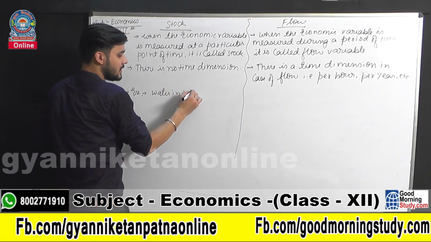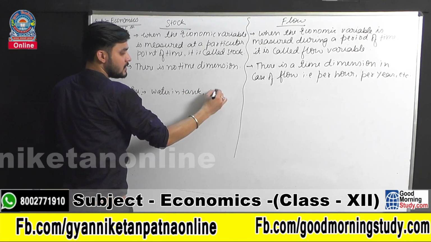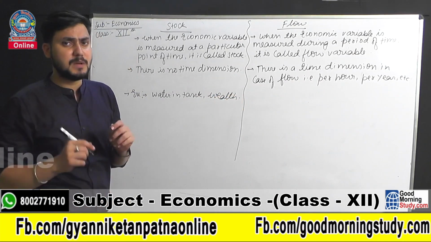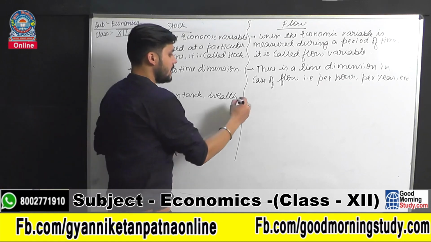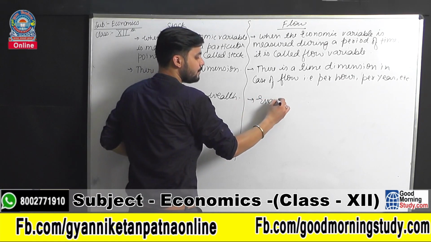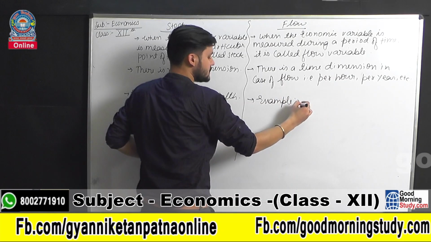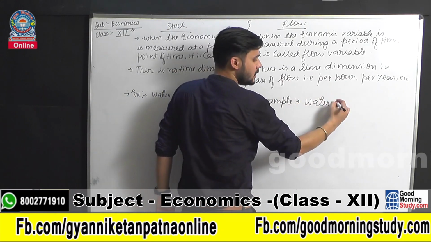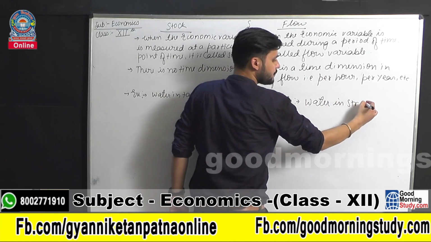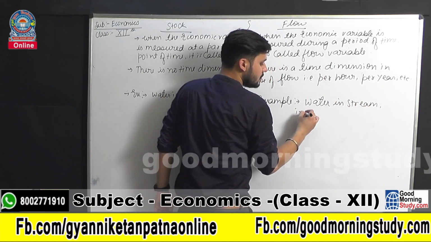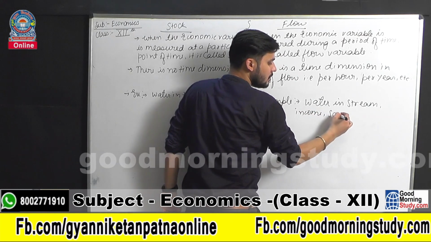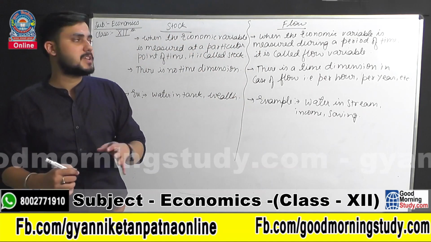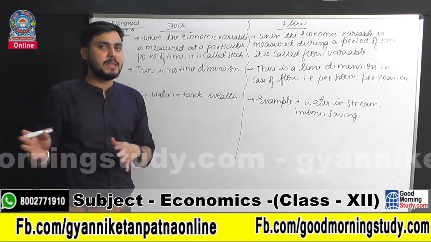Examples of stock are water in a tank and wealth. These are stock concepts because their value is measured at a particular point of time. And examples of flow are water in a stream, the water which flows through the stream, income, and saving. These are all flow concepts because their value is measured during a particular period of time.